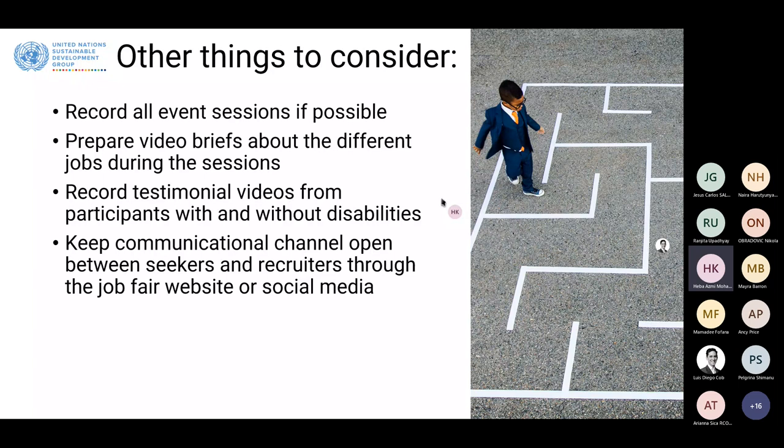other persons to attend similar career fairs, and always keep or alert the attendee upcoming career fairs if you're planning to hold any upcoming career fairs, and keep communication channels open between job seekers and recruiters throughout the job fair and after the job fair, using the career fair website, using the social media platforms.